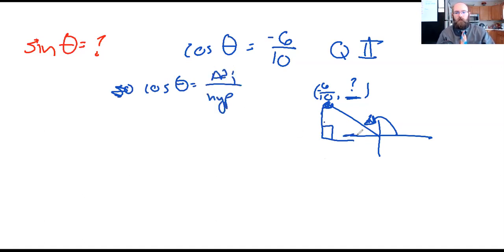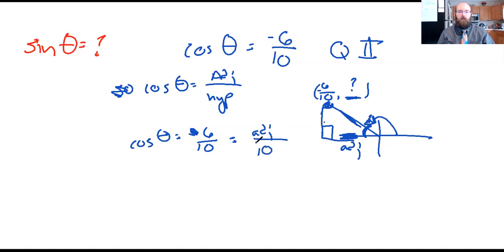So this is adjacent right here, or next to my angle. And hypotenuse is, I mean, obviously the longest side. So I know cosine theta equals negative 6 over 10. Well, remember, we're looking at side lengths now, not necessarily location. So the negative part doesn't matter. But I know that that's going to equal adjacent over hypotenuse. Awesome. I know my adjacent side. I know my hypotenuse side right now.